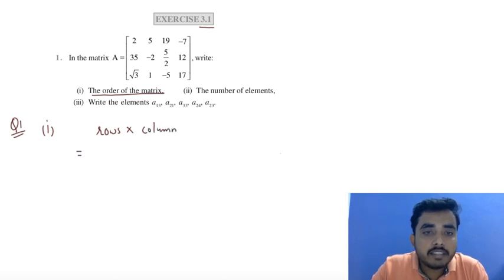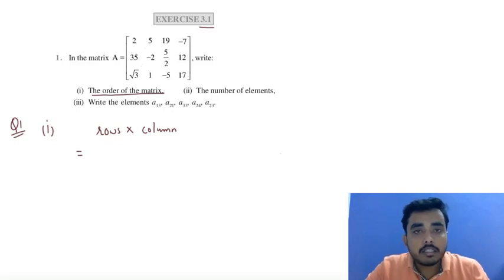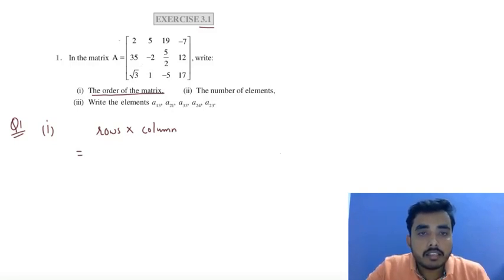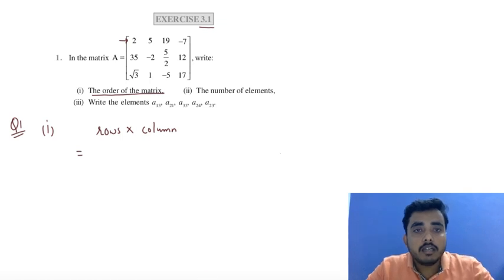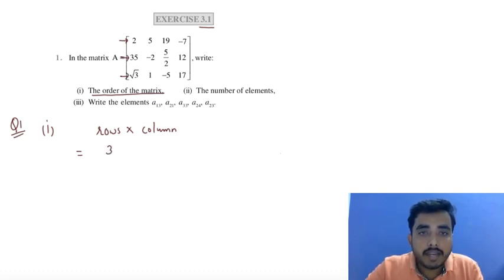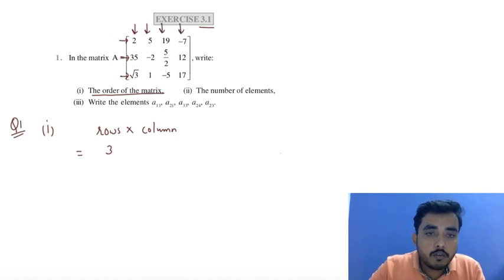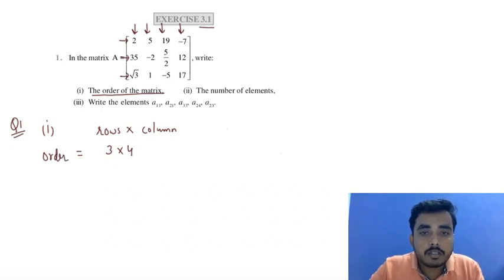So to find the number of rows, we will see here there are three rows. The horizontal ones are the rows, so 1, 2 and 3. So these are the three rows. And the number of columns are vertical. So there are 4 columns. So this is a 3 cross 4 matrix. So the order is 3 cross 4.